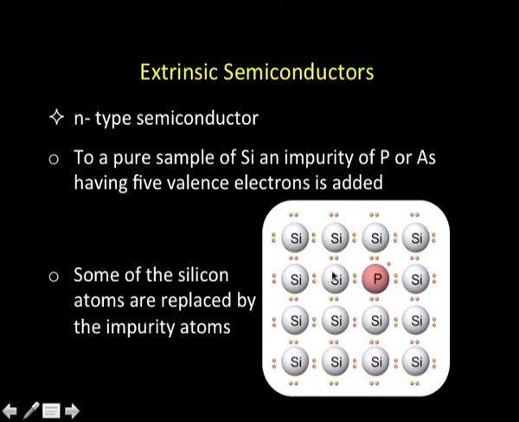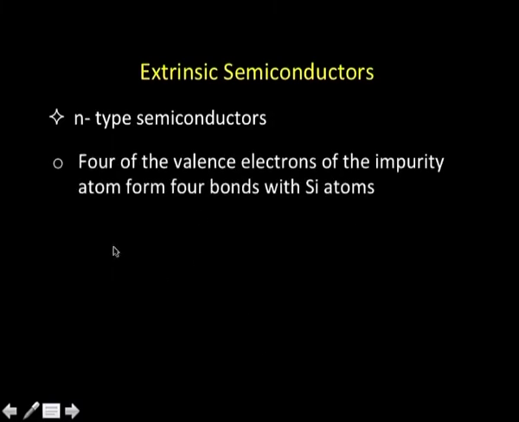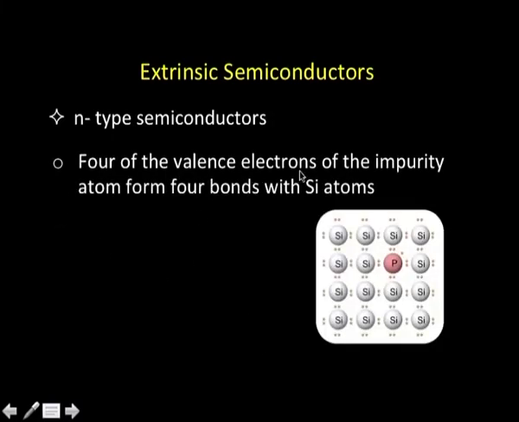So, when we introduce this kind of dopant into silicon, some of the silicon atoms are replaced by the impurity atoms. It is shown here that they all are silicon atoms, and one of the silicon atoms has been replaced by a phosphorus atom, that is, an atom of the impurity. It could be phosphorus or arsenic or whatever. Now, 4 of the valence electrons of the impurity form 4 bonds with the silicon atoms.